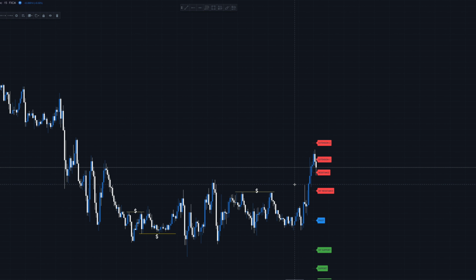I suggest that you backtest this yourself as well. So rewind your chart using the replay feature and try this out for yourself. Get in some practice. It can be a very helpful tool and make your trading that little bit more accurate.